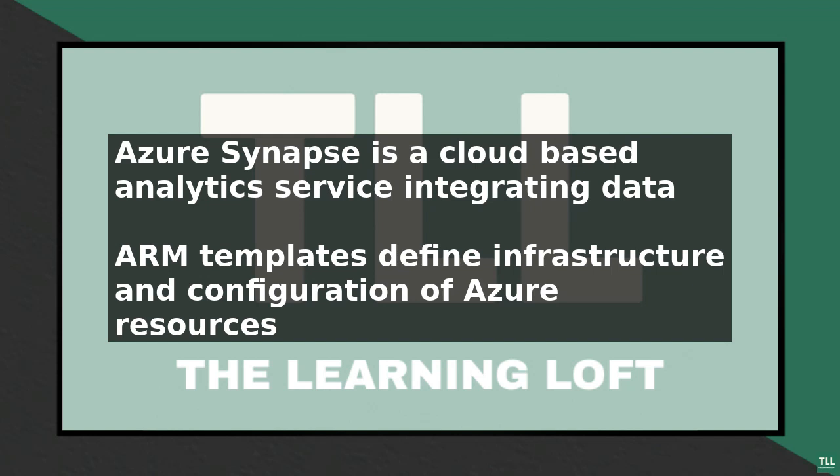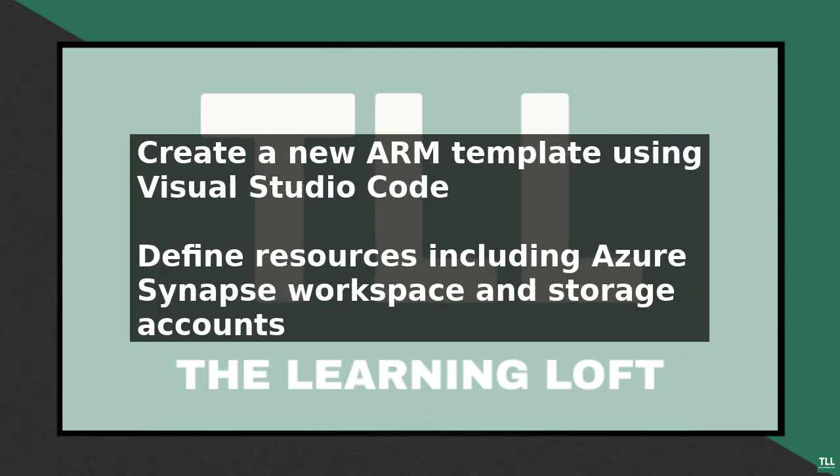To get started, you will need to create a new ARM template. This can be done using Visual Studio Code or Azure Portal. The template will define the resources you want to deploy, including Azure Synapse Workspace, storage accounts, and other dependent resources.